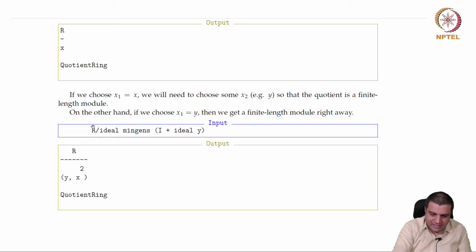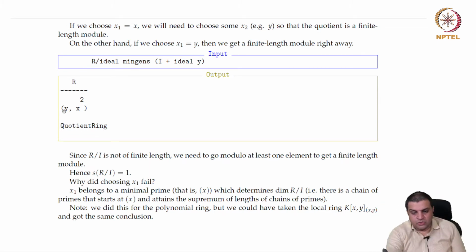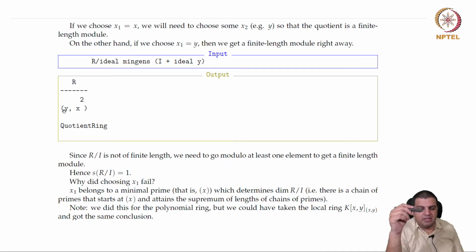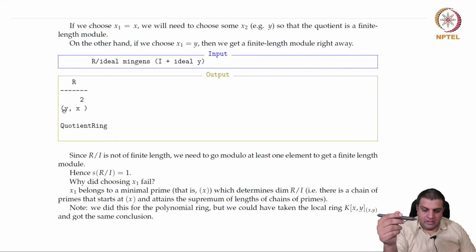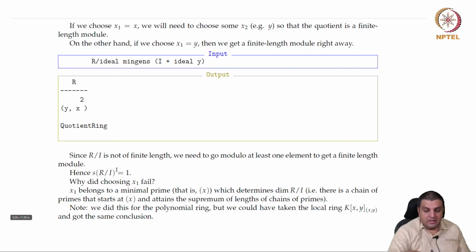We ask the same thing: I just add the ideal, take min-gens and then construct the ideal. So we would get y, x squared, so we got one element. Therefore s of M, in this case M being R mod I, is at most 1. But on the other hand, R mod I itself is not of finite length, because if it had finite length, then it would be a finite dimensional vector space. But in this case, every power of y remains in the quotient, so it's not of finite length. So we need to go modulo at least one element, and in this case we have found one element, so we are done. So that says s of R equals 1.